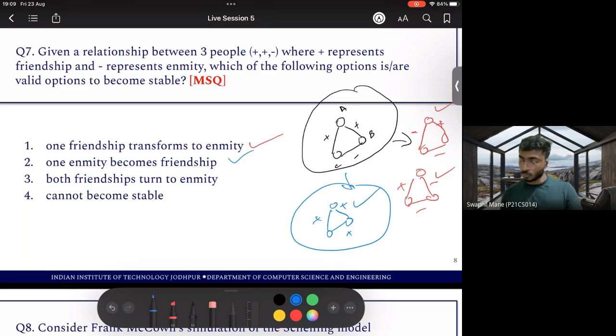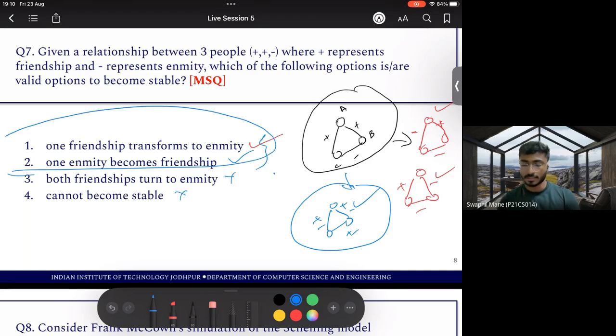Where both the friendships turn to enmity, this is not true actually, right? All three edges are negative, and this situation or this network does not show stable properties, right? In this case the network is unstable. It is unstable by implementing this modification. So option 1 and 2 isn't correct for the modification to make a network stable for this condition.